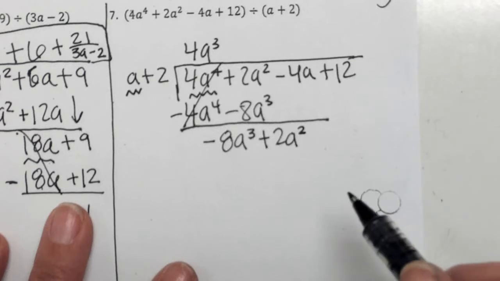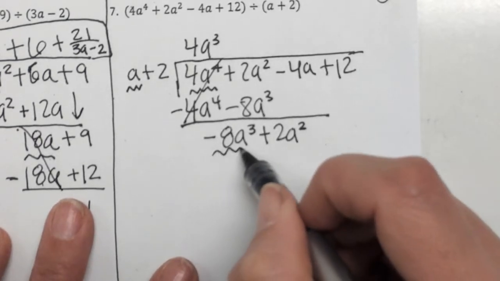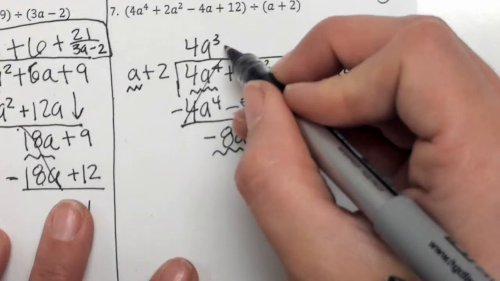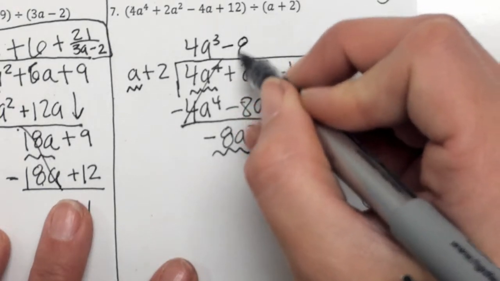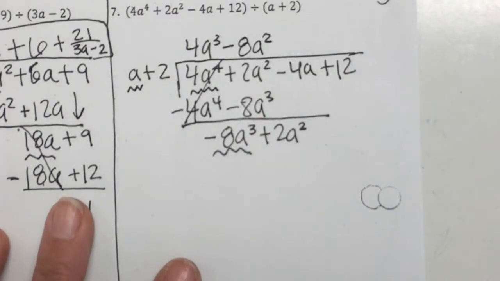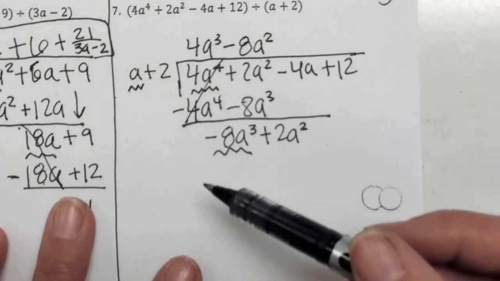Alright, Rihanna, right now I'm just looking at what 2 terms? A and negative 8. Yes. What is negative 8a cubed divided by a? Negative 8. Good. Any questions about that term? It has to be negative because this negative times a positive makes a negative, which is what we need.